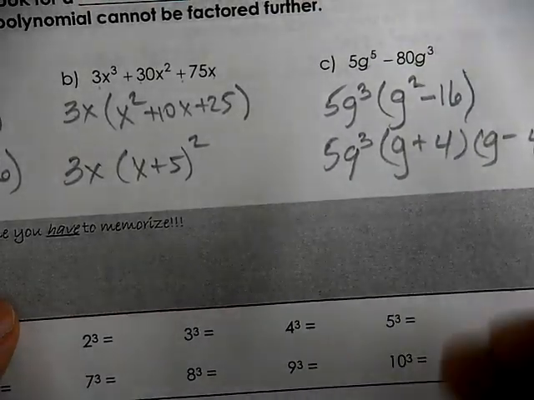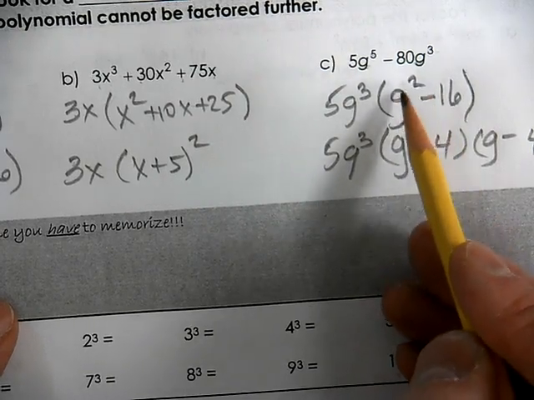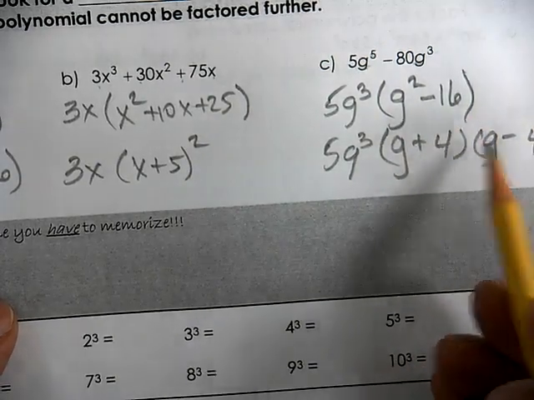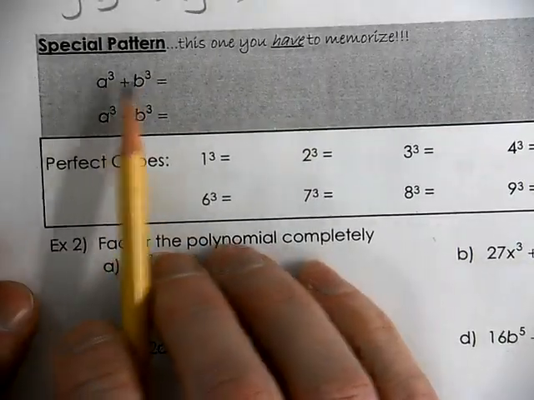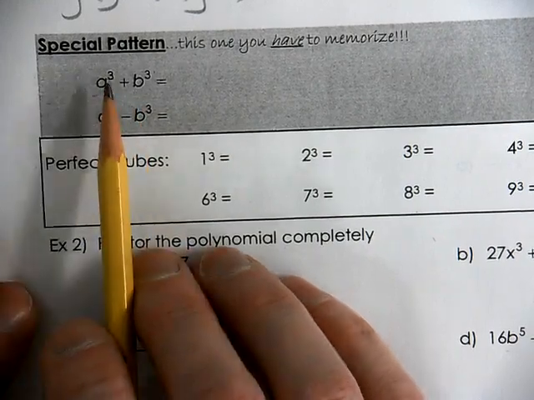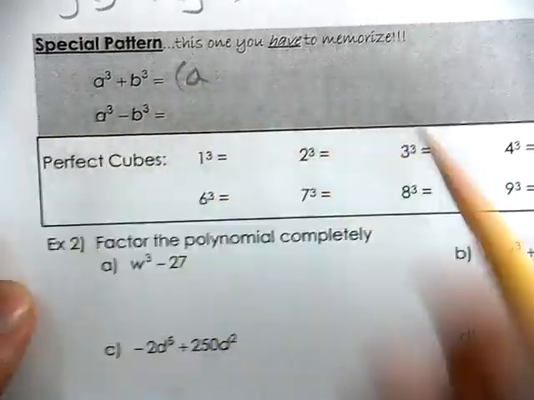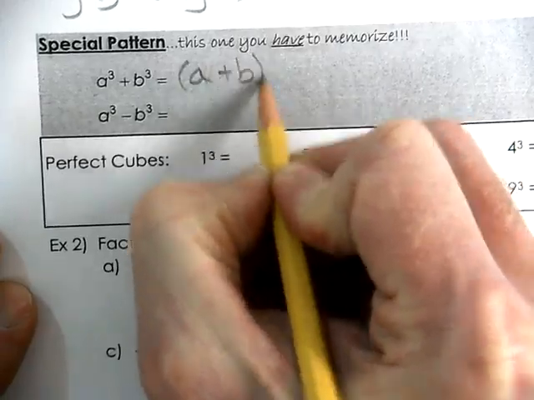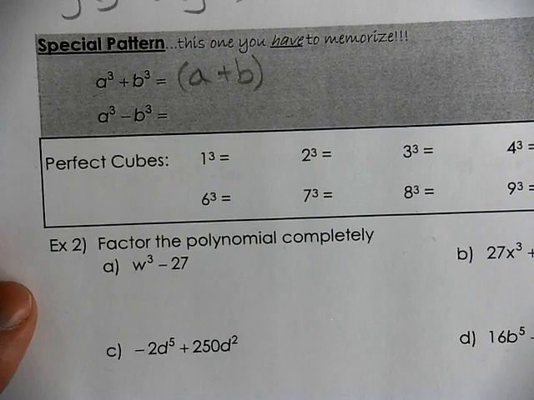When we're up here with the difference of 2 squares, we talk about taking the square root of the first term, and we take the square root of the second term. So we know what our numbers are we're going to work with. Well, that's the same idea that we're doing here, but we're going to take the cube root. What times what makes a cubed? Well, a times a times a makes a cubed. And b times b times b makes b cubed. So we're going to say a plus b.